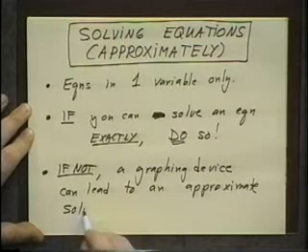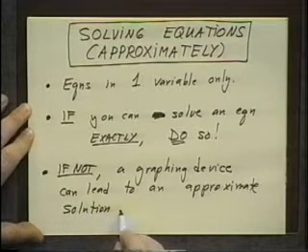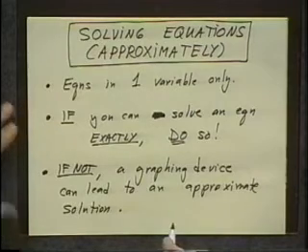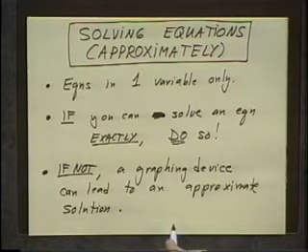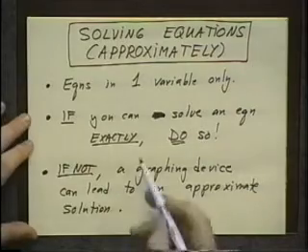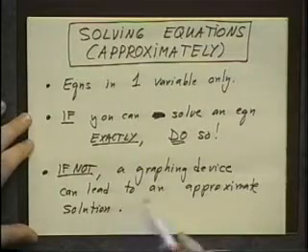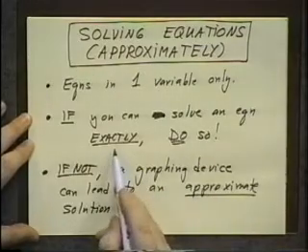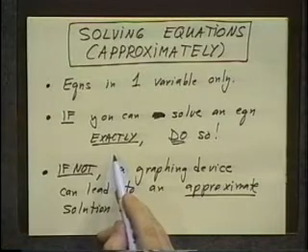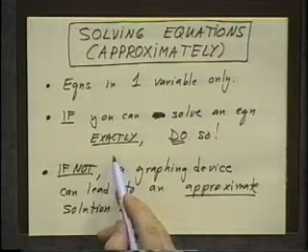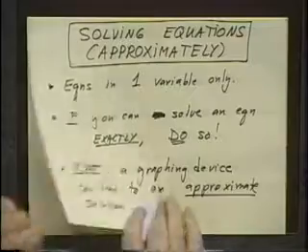And frankly, in some cases, the only solution you can get is an approximate solution, whether you use a graphing device or some other numerical technique. So there are two types of solutions you can get, approximate solutions and exact solutions. We try for exactness. If we can't get exactness, we go for approximation. And you want to be clear on how each one works.